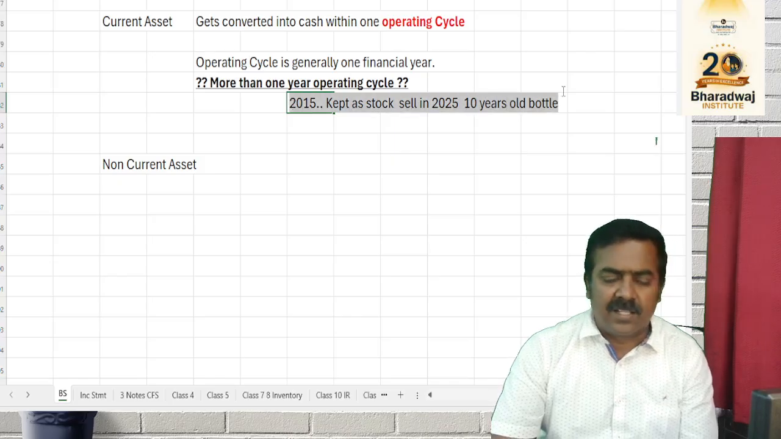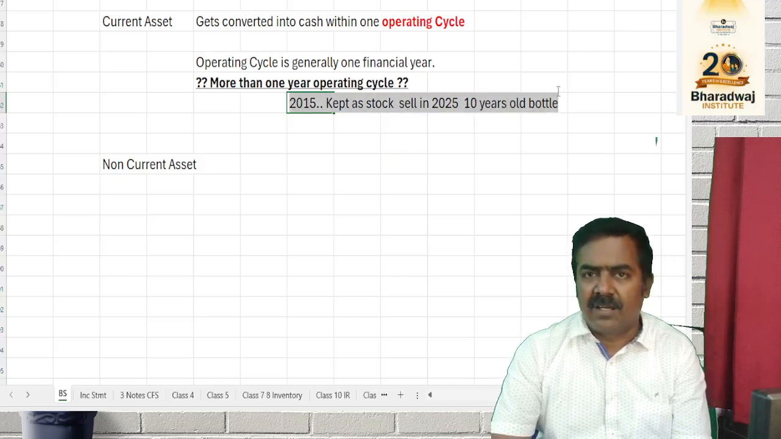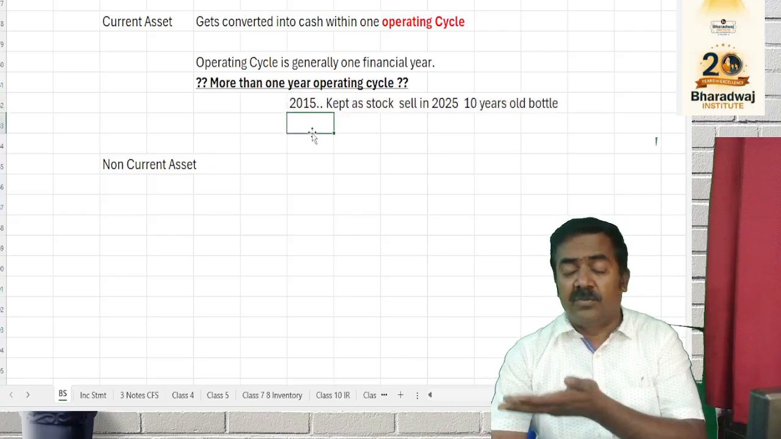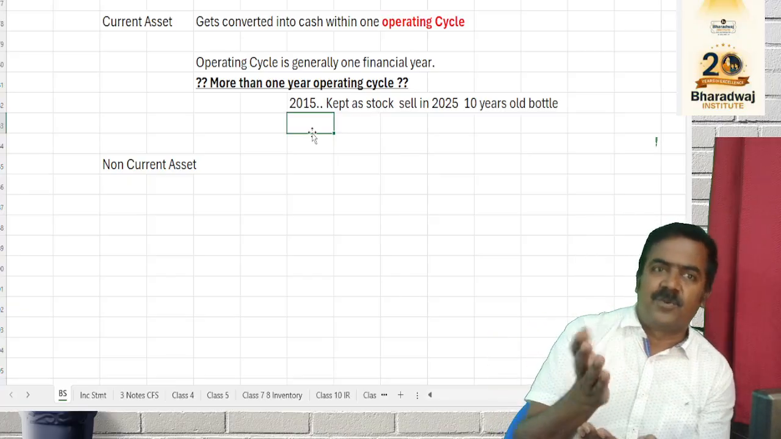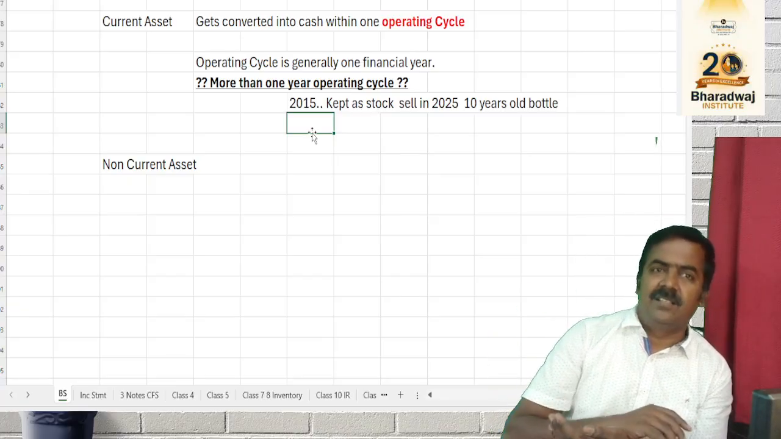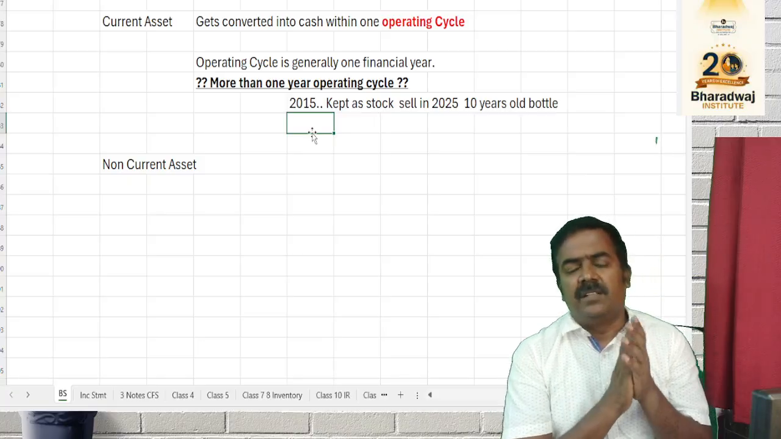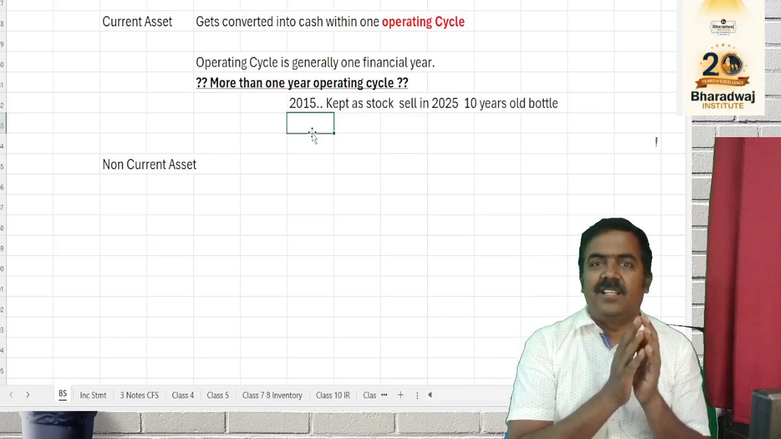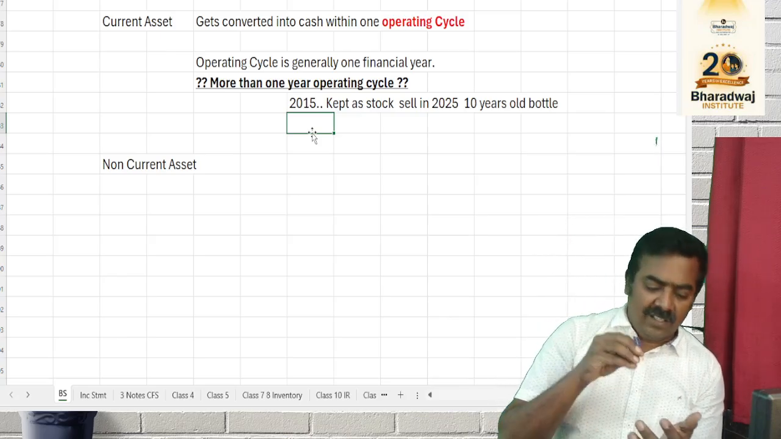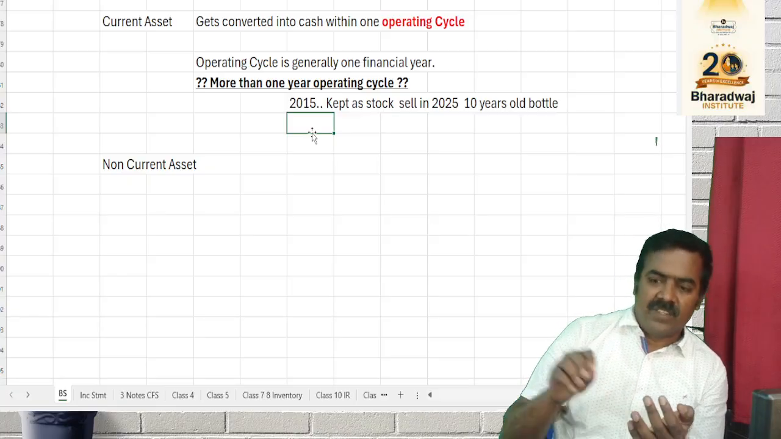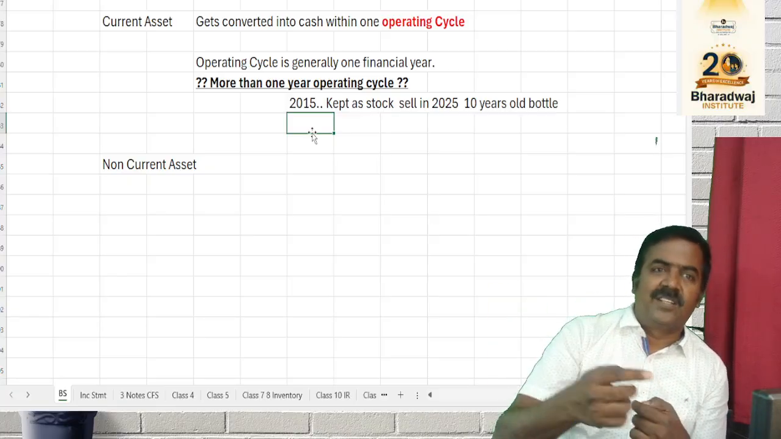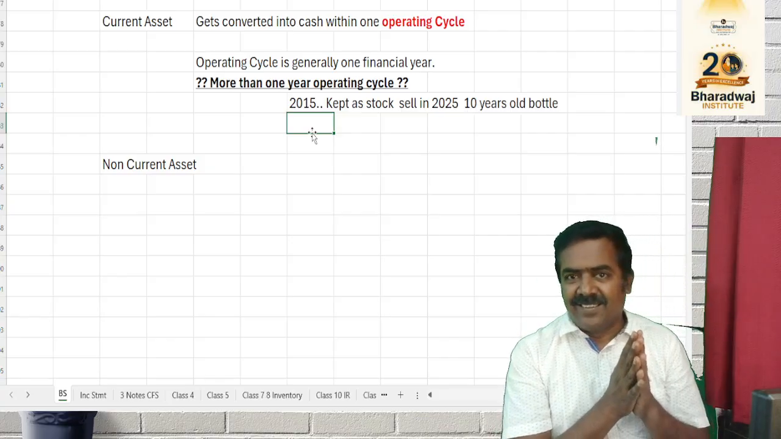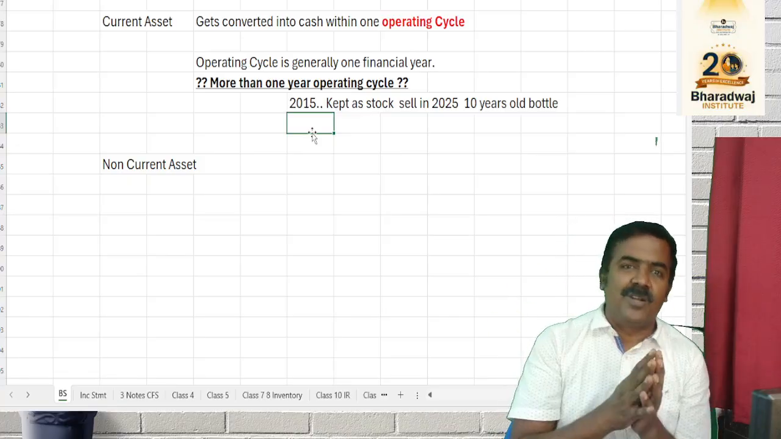Still it will be called a current asset. Maybe petrol, of course, it's like 3 months, 4 months time. Extract, they sell it in 3 or 4 months. There is a famous brand in Australia called tequila. They manufacture and keep in stock for 30 years. They manufacture it today, and it will come for sale after 30 years, which means 30 years is their operating cycle. So the operating cycle can be more than an accounting year also.